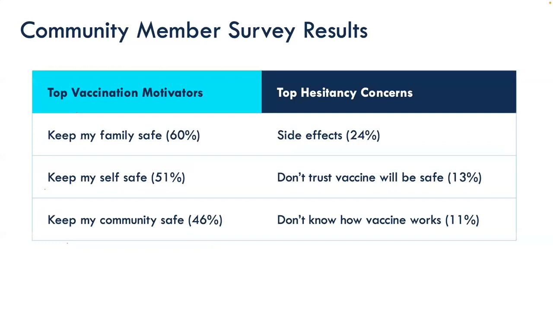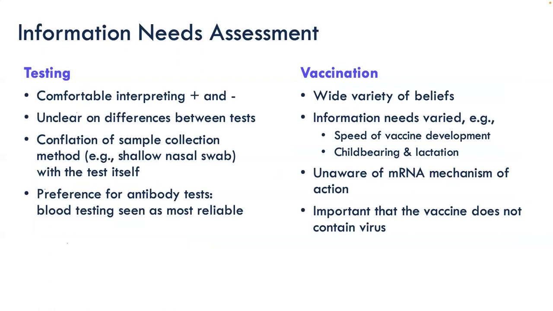Respondents' top reasons for getting the vaccine were to keep family, self, and community safe, but top reasons driving hesitancy were concerns about side effects and safety and a lack of understanding of how the vaccine works. So here's what we learned from those surveys and interviews. We found that our participants felt comfortable interpreting positive and negative test results, but they were not always clear on the differences between the tests.